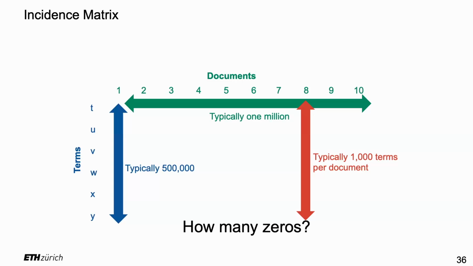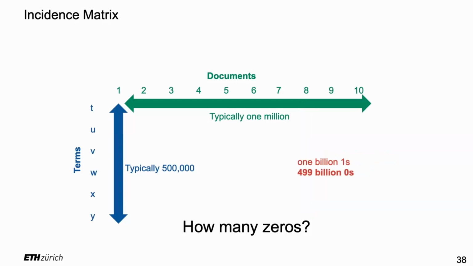Because typically, if you look at a document, let's say we have 1,000 different terms per document. Of course, it depends how big you take the documents. Is it a web page? Is it a book? But just to give you some orders of magnitude, you might have 1,000 terms in there that are set to 1. And you have to realize that it means that there are 499,000 that are set to 0. So that's actually a lot of zeros. Taking a very rough estimate, there's going to be 1 billion ones in there and 499 billion zeros.